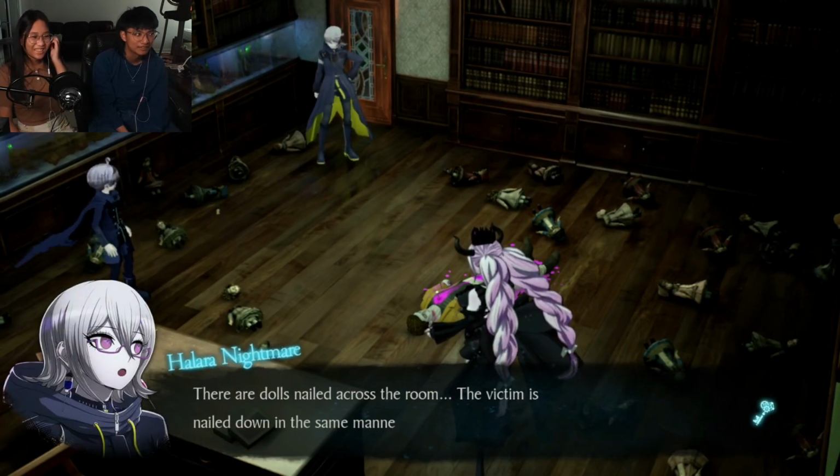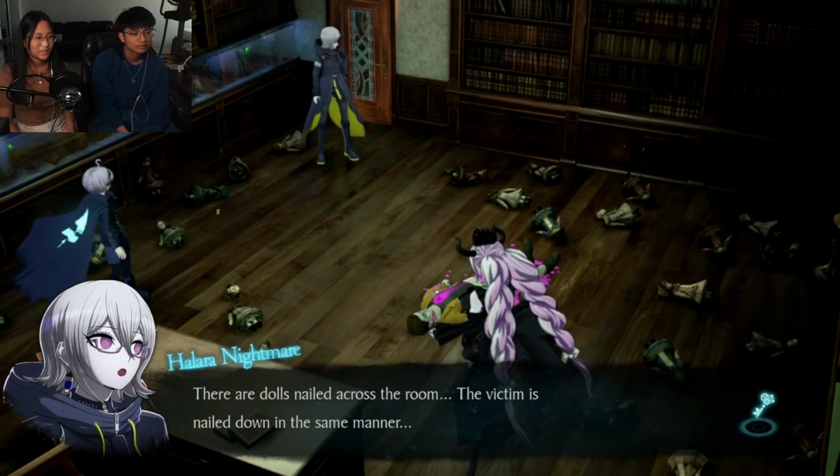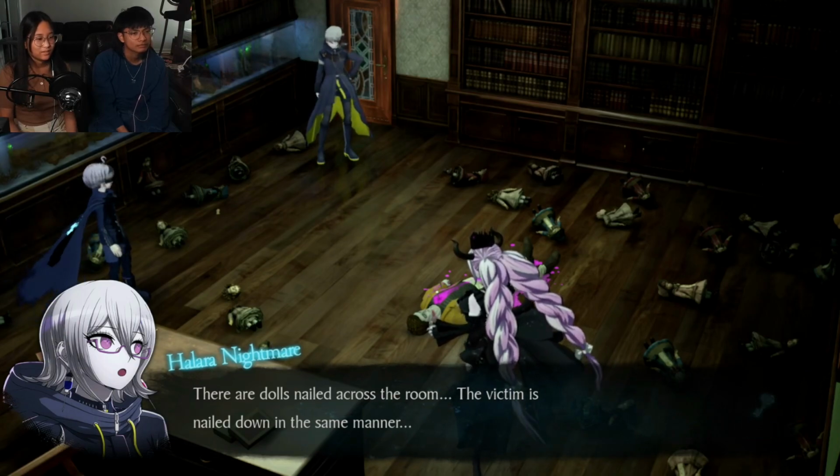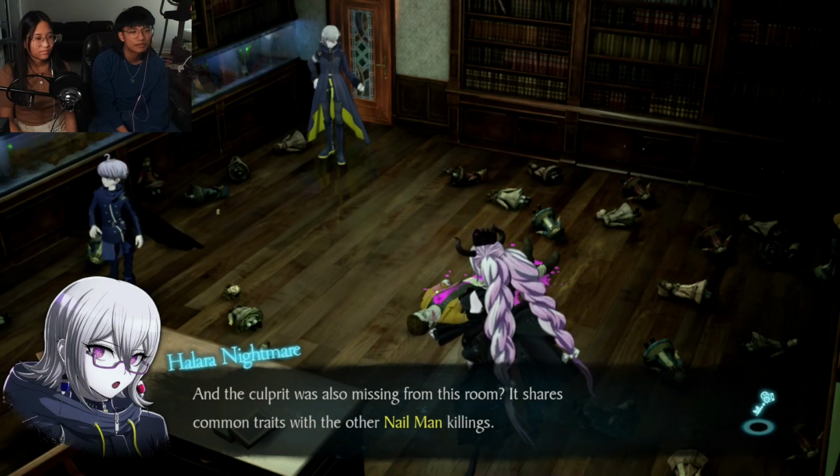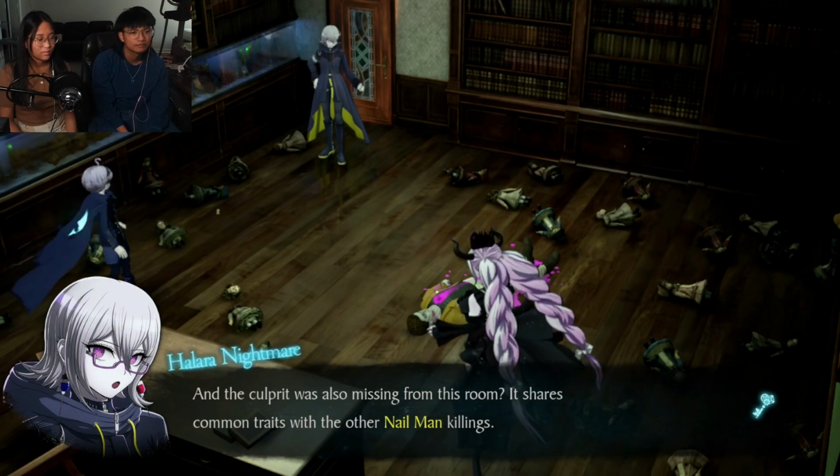The dolls nailed across the main room. That's the main point of interest here. The victim is nailed down in the same manner. And the culprit was also missing from this room? It shares common traits with other killings. Oh, this is the one with the different bloodstains, right?